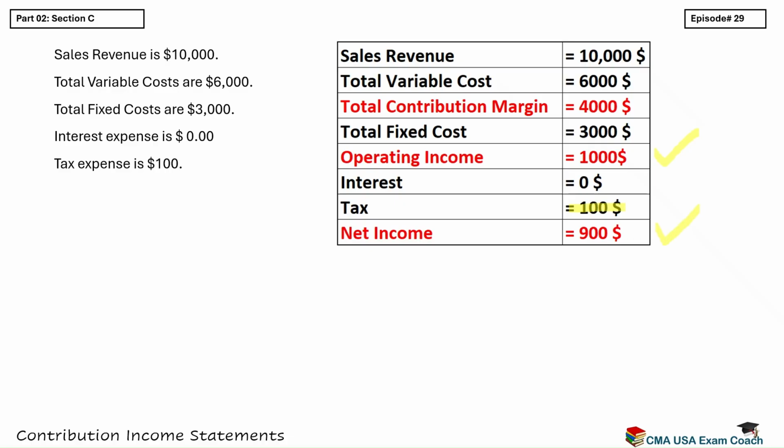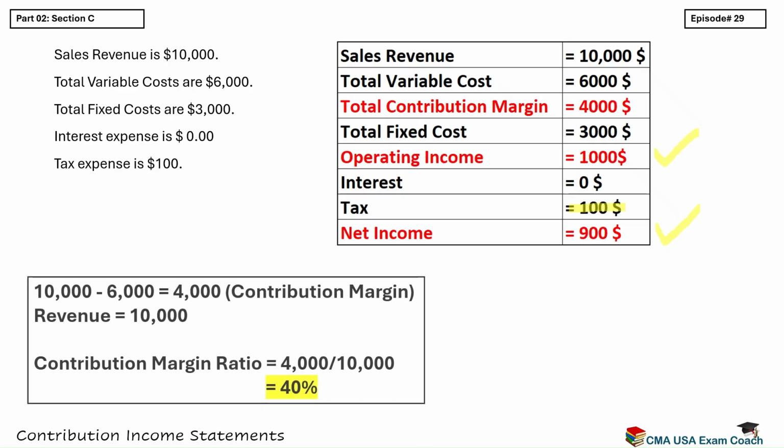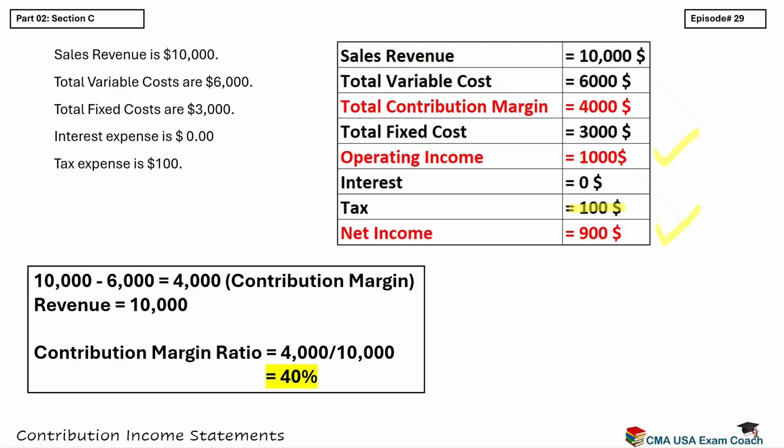Now, to understand how efficiently the company covers its fixed costs and earns profit, we calculate the contribution margin ratio, or CMR. The formula is contribution margin ratio equals contribution margin divided by sales revenue. Substituting the values, CMR equals $4,000 divided by $10,000 equals 0.40 or 40%. This ratio indicates that 40% of every sales dollar is available to cover fixed costs and contribute to profit.